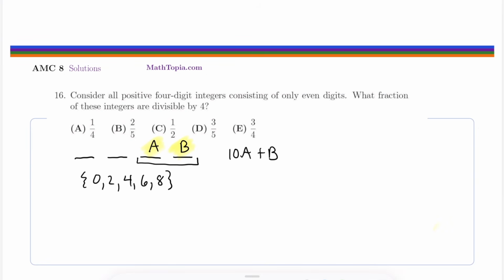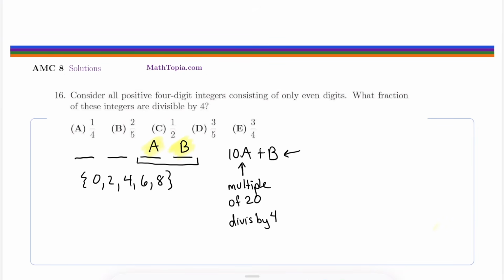Since A is an even digit, that means that 10A must be a multiple of 20. Since 20 is divisible by 4, this means that 10A is also divisible by 4. So we actually don't even care about A either, since whatever it is, 10A will be divisible by 4. That means that we only care about B.